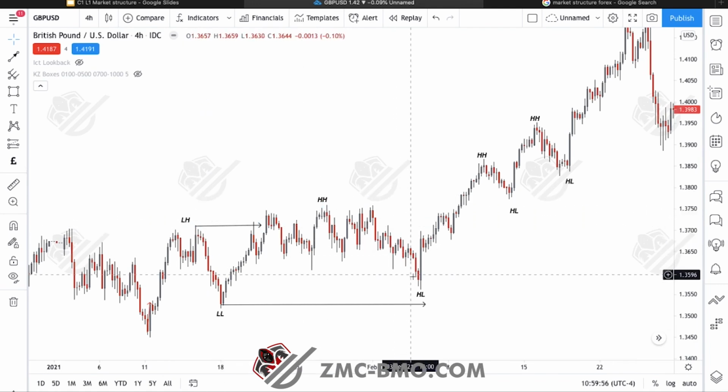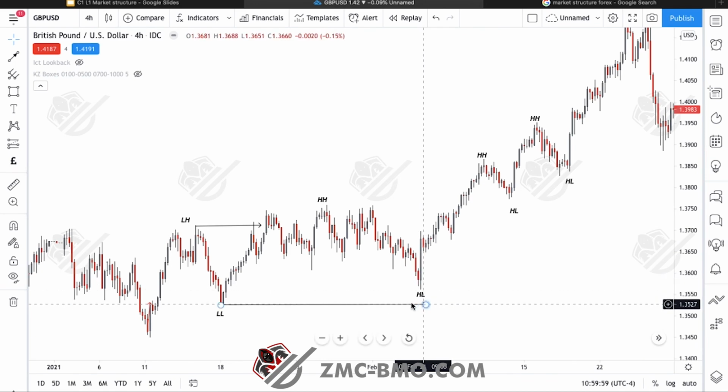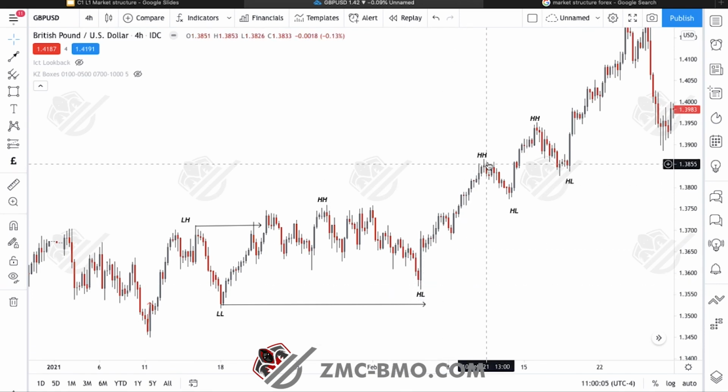When price then pulls back, it fails to close below this low, therefore creating a higher low. And then price impulses over to the upside, closing above this higher high, therefore creating an even higher high. And then so on.